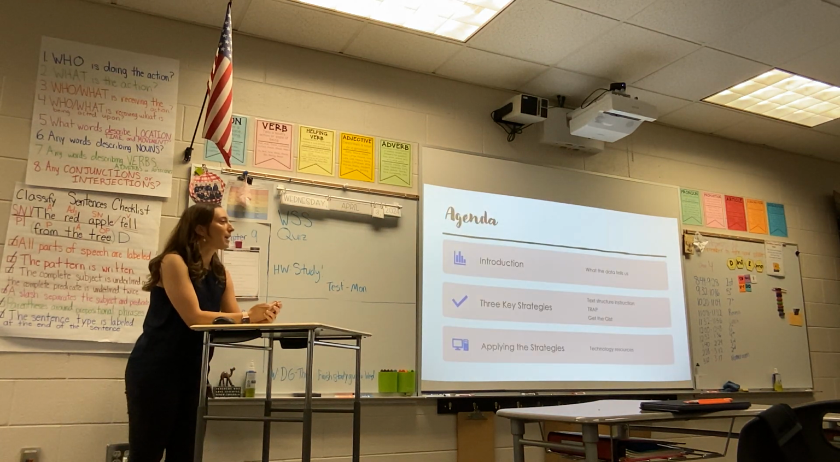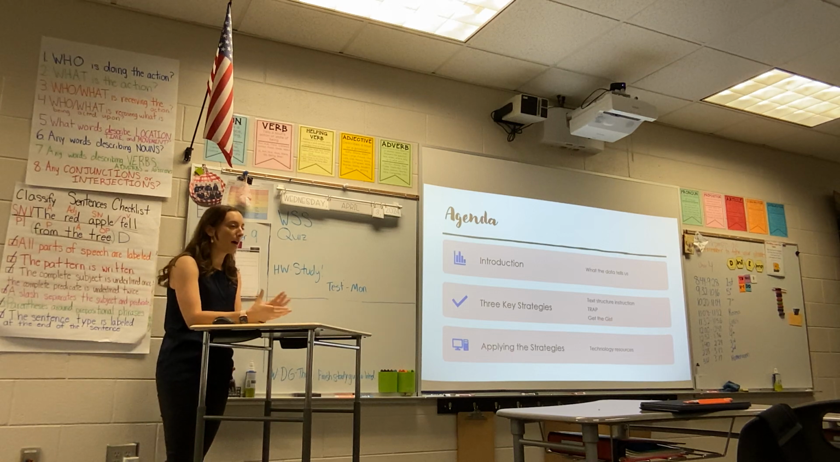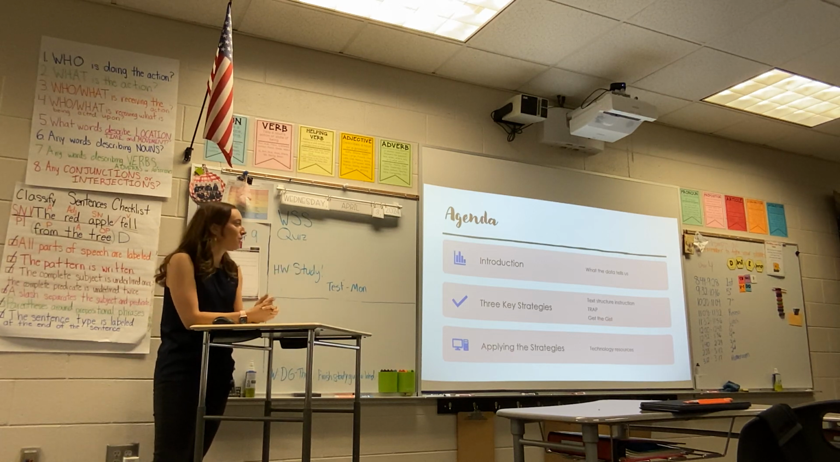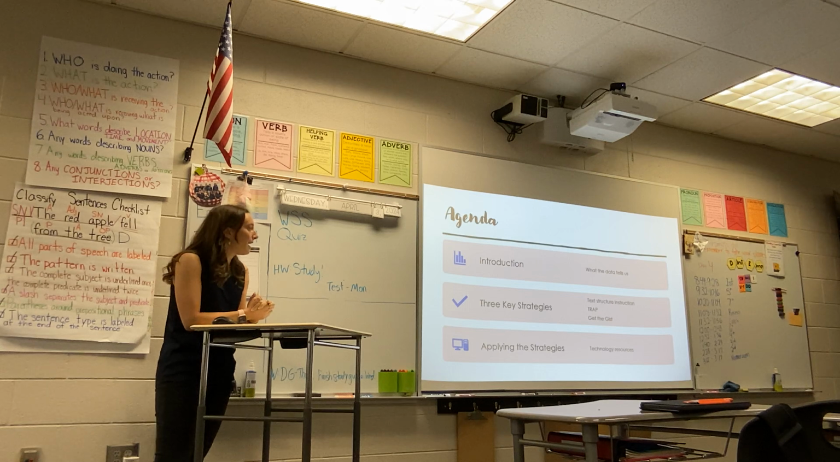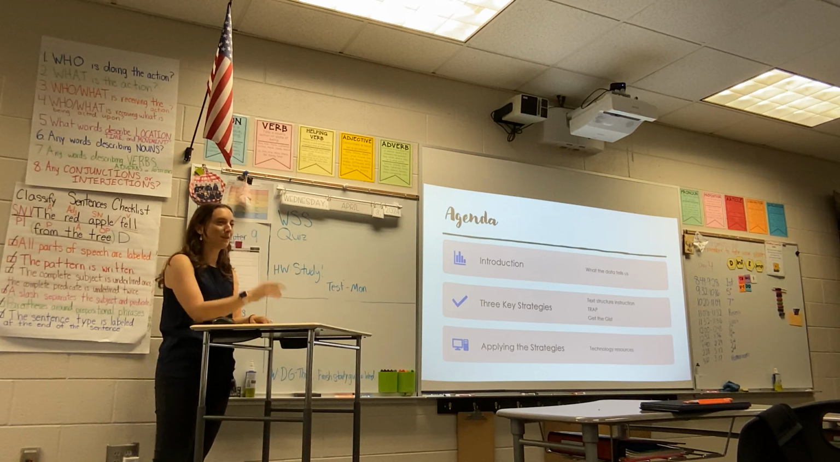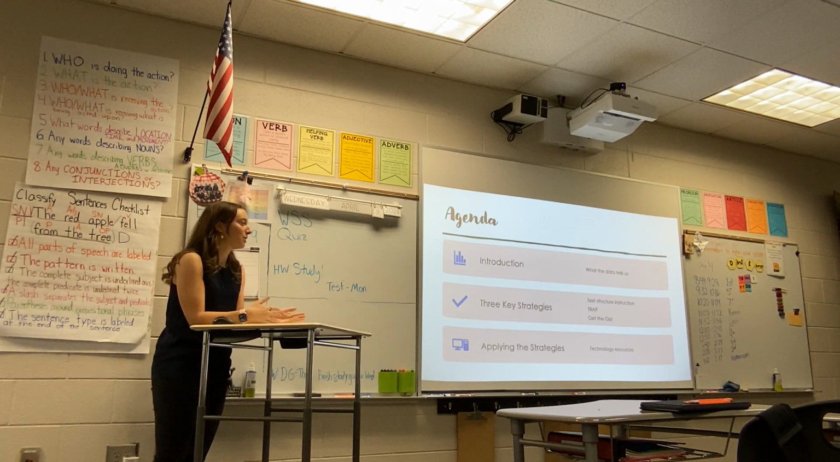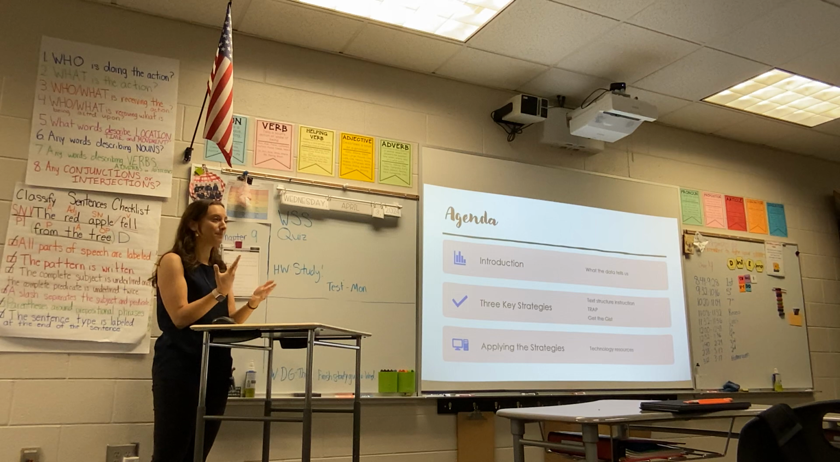So next we're going to look at the data briefly that we've already discussed. We'll go over the 3 key strategies, which include text structure instruction, something called TRAP, which I'll explain, and Get the Gist, which you specifically mentioned, what's the gist of what we read. And then we'll also talk about how to apply the strategies using technology. That's why you all have your laptops with you today.